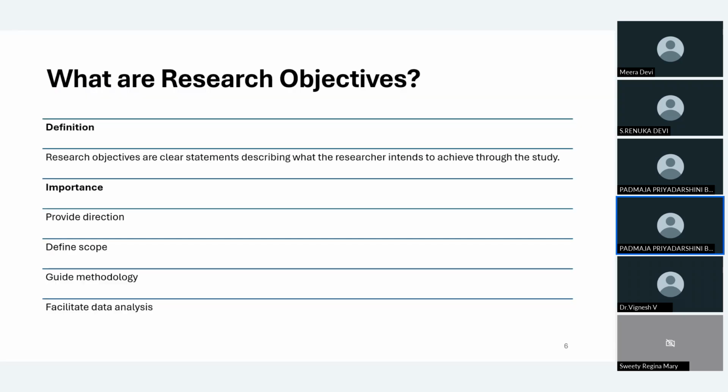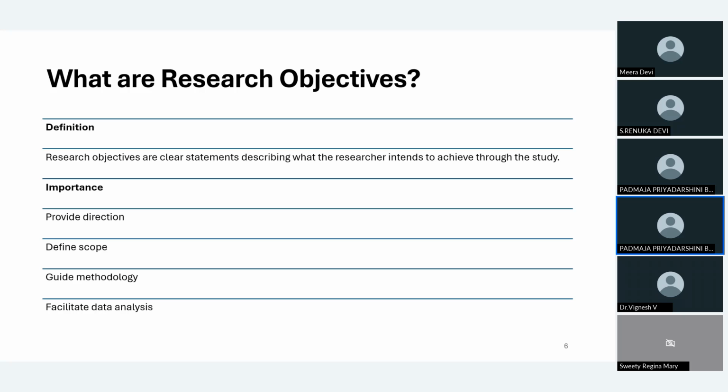Okay, so what are the research objectives? Research objectives are basically like a mind map. So we are going to figure out a roadmap. Let us take some interesting examples. I'll try to give some examples from varied disciplines. So first example, I'll go with psychology.